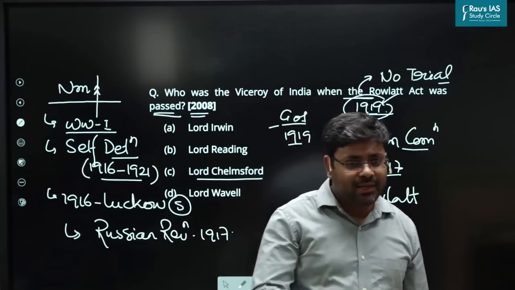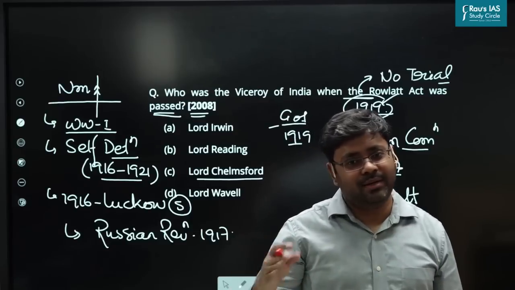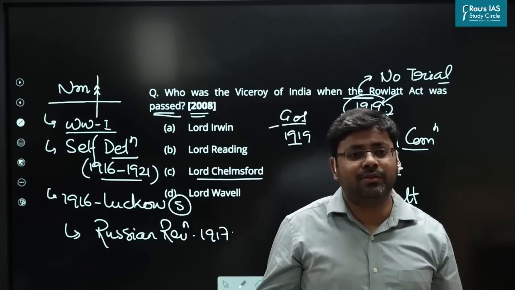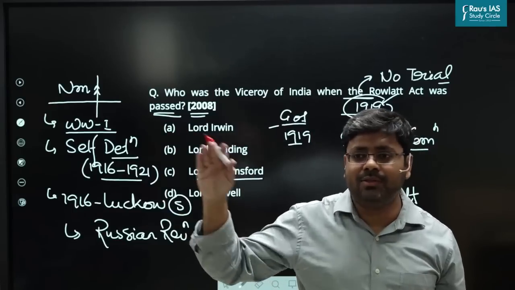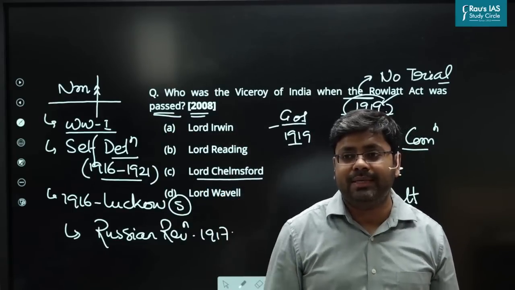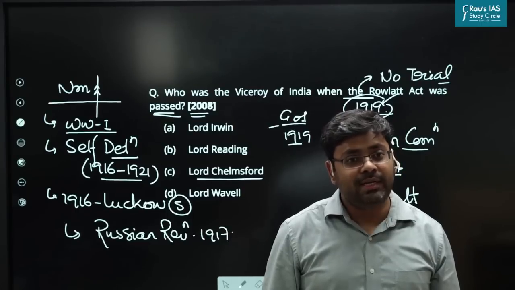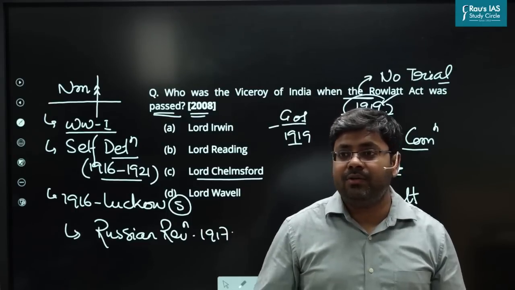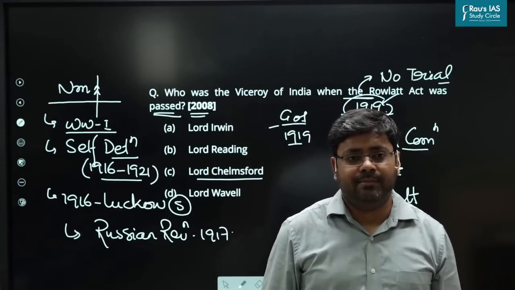No, it was really no dalil, no vakil, and no appeal. There was no chance of appeal. The entire process of due process of law was bypassed. The Rowlatt Act was designed to suppress Indian nationalism and led to a massive protest in India.